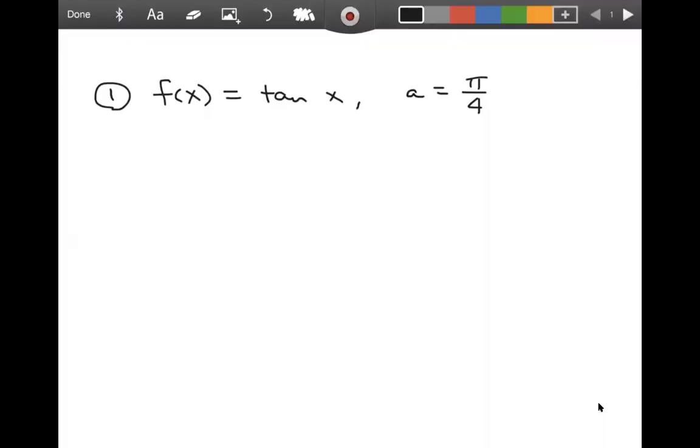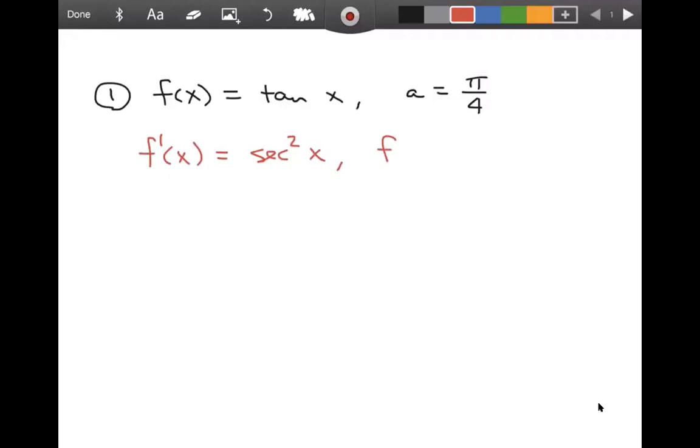All right, first we're going to find the Taylor polynomials of orders 0 through 3 for the function f of x equals tangent x at a equals pi over 4. So in order to do that, we need the first three derivatives of tangent x, and we need to evaluate those at pi over 4. So the first derivative of tangent x is secant squared x.